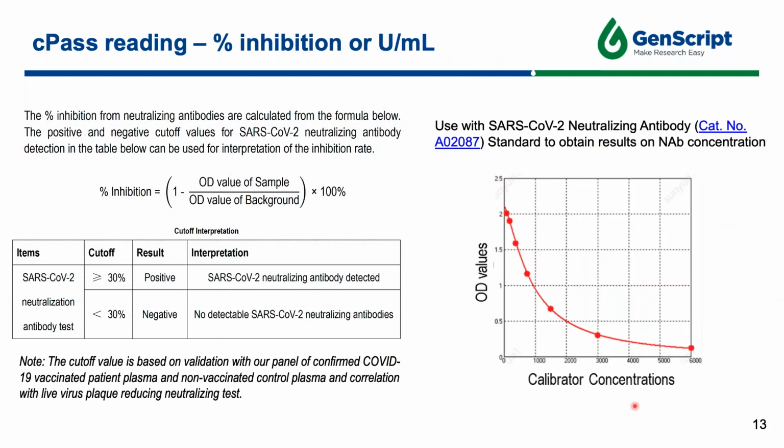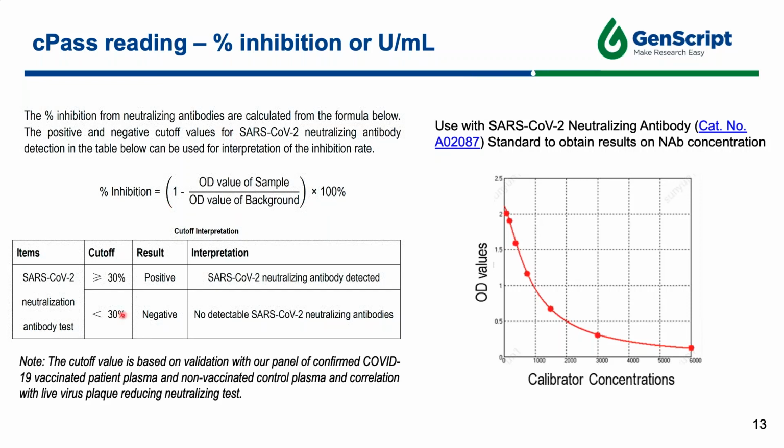Next, I'm going to introduce how to interpret the cPass reading. The level of the neutralizing antibody is calculated from the OD value, and the results can be expressed as the percentage inhibition as shown in the formula here. The higher the percentage inhibition, the higher the level of neutralizing antibody.